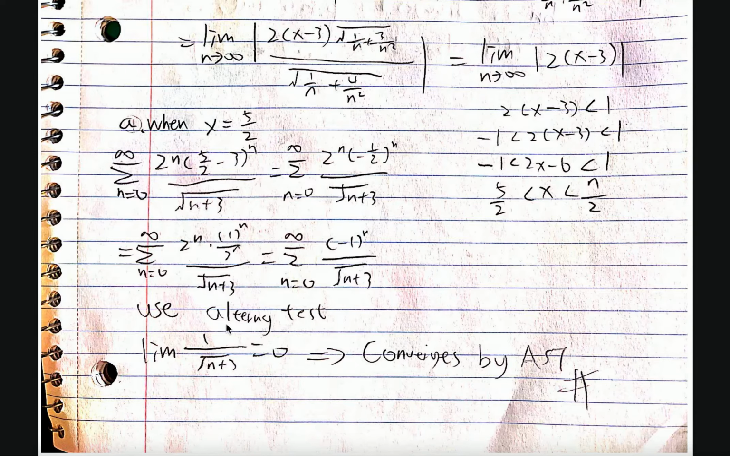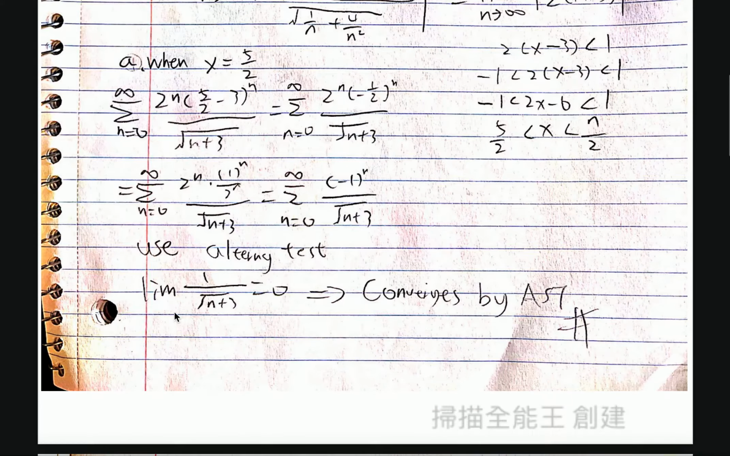So now we use the alternating series test. We got the limit as n approaches infinity of 1 over the square root of n plus 3 equals 0. So this series should be convergent.